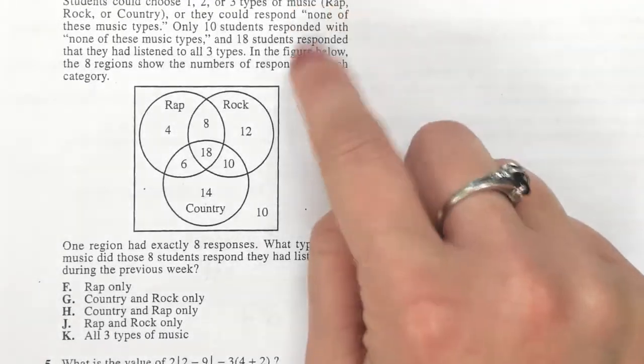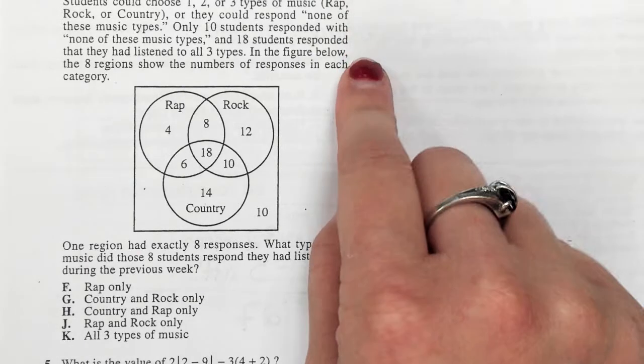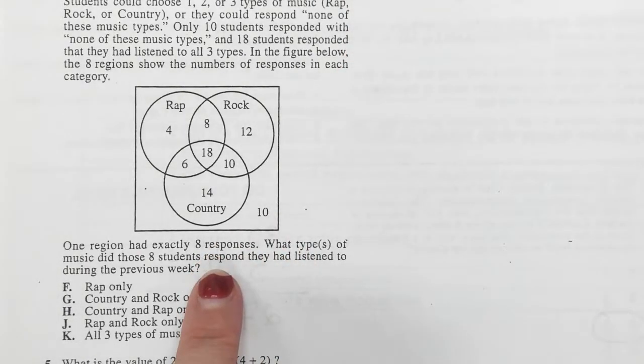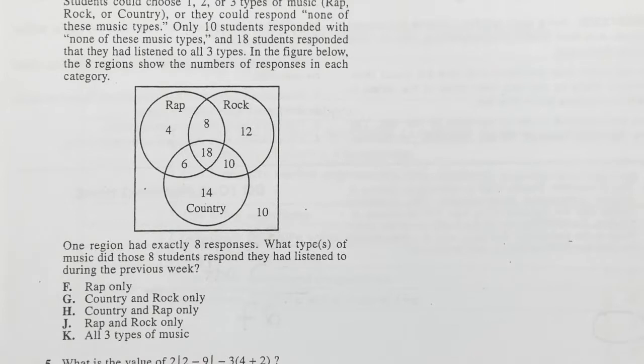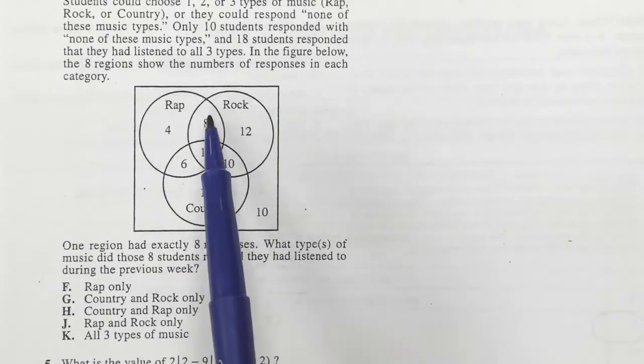So yesterday we did not worry about reading all this mumbo-jumbo stuff, right? Because this question was very easy. So let's see. Alyssa, will you read me the question on number 4, please? What types of music can those 8 students respond... Guys, what's the only thing you see? 8. Where is it at? Between rap and rock, right here.